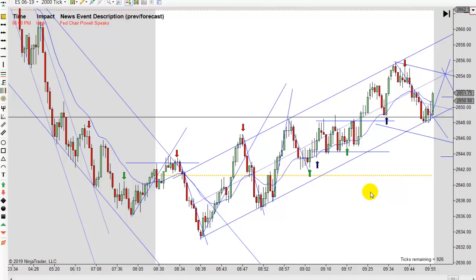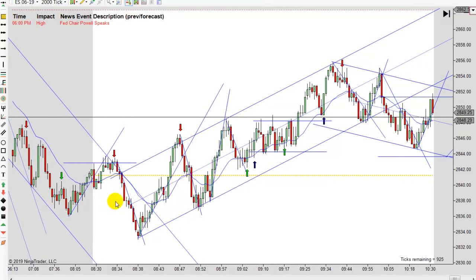Most of your failures are going to be counter trend. So in other words, if you're looking for failures on this trend up, they're going to be more to the downside, not to the upside. Here's the failure to the upside right here. But most of the time you're going to look for them to the downside, and you're going to try to get back on with the trend.